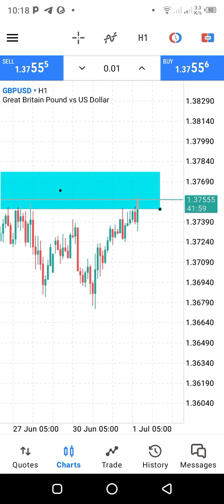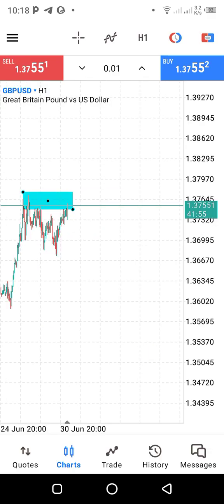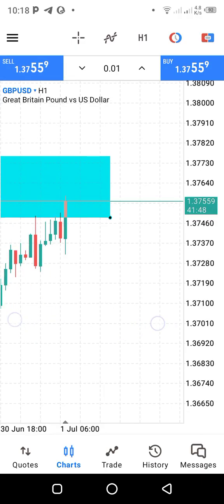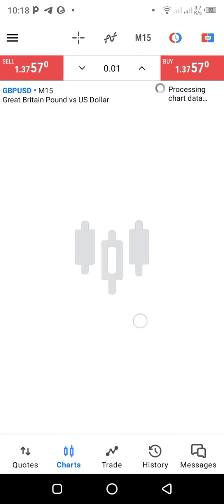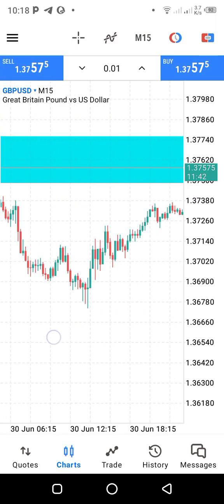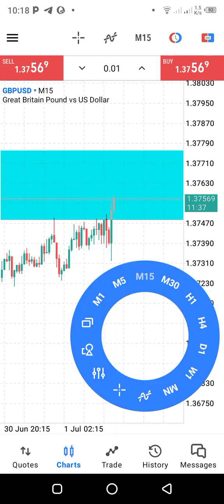So on the H1 we see that market is approaching the supply zone, right? Market is steadily approaching the supply zone, and yet we haven't broken any structure to continue our movement upwards. That means let's go to the M15. This is my last time frame, so if there's no setup here, I won't even mind. Okay, so we see that price is still steadily moving up.